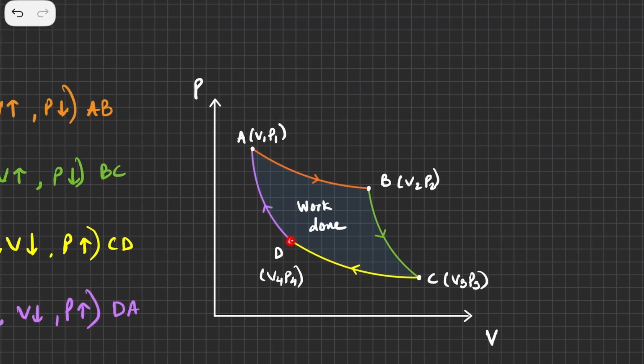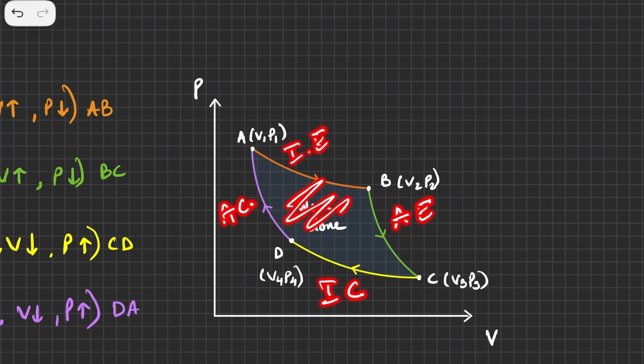Lastly, the process is going from D to A, where this is an adiabatic process because it's a very steep graph. The volume was high initially and the volume is low finally, so the volume is going to the left and decreasing. So this is also an adiabatic compression. If you club it all together, this is isothermal expansion, this is adiabatic expansion, this is isothermal compression, and this is adiabatic compression. So this is the work done.